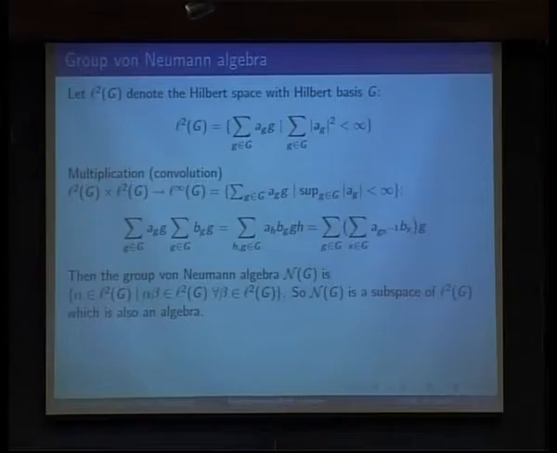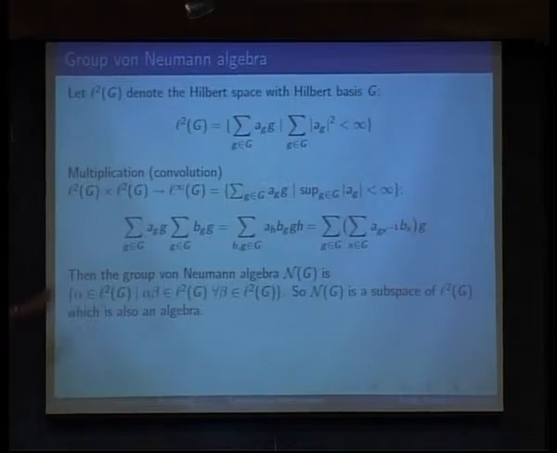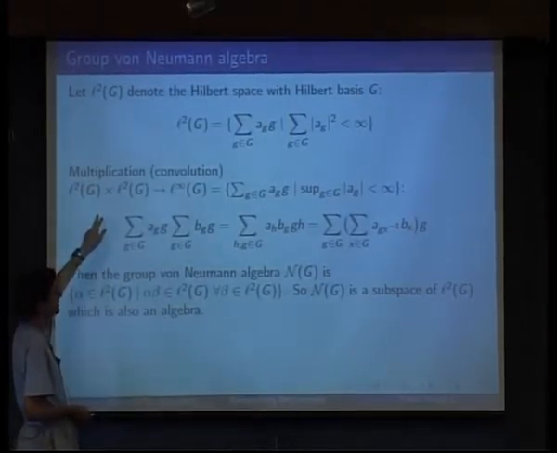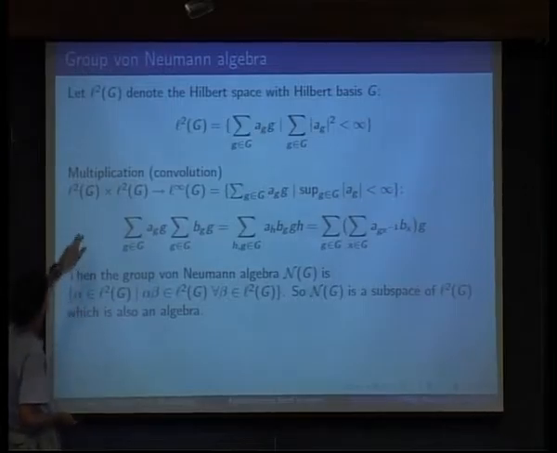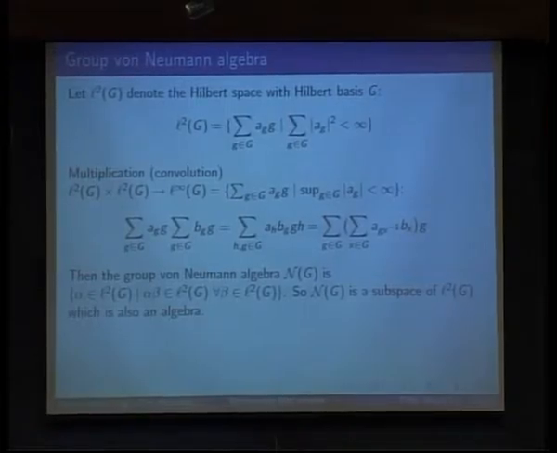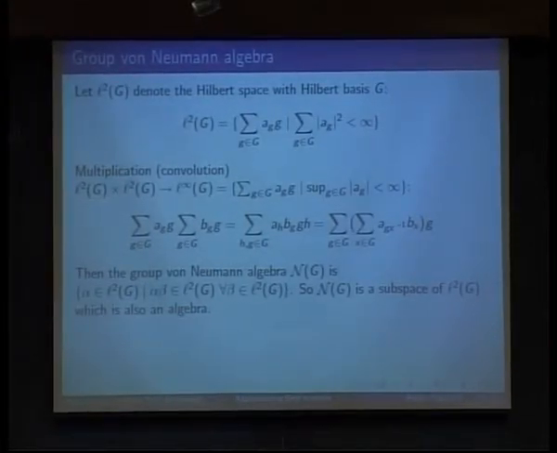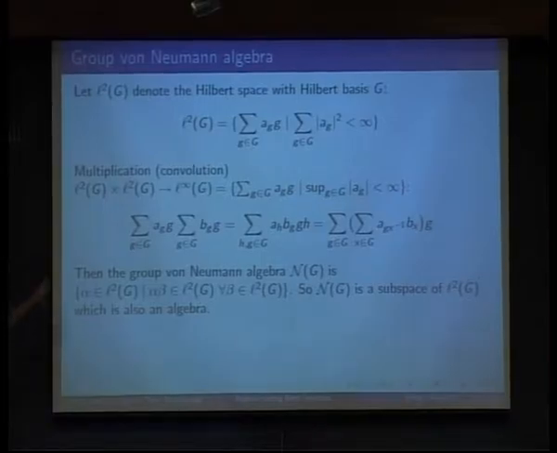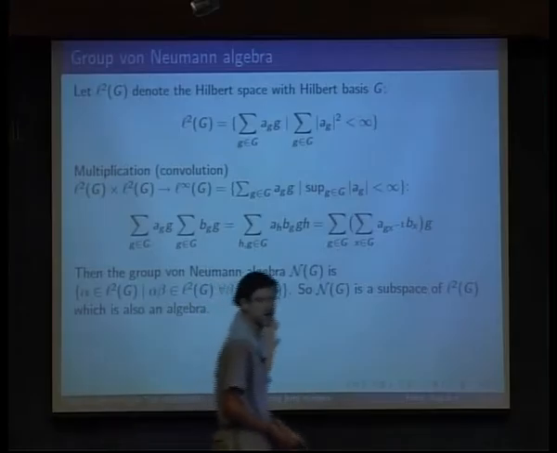So let me review some stuff. The group von Neumann algebra. L2 of G denotes the Hilbert space with Hilbert basis the elements of G. You can think of elements of L2G as formal sums, sigma a_g g, such that the coefficients are square summable. Multiplication is sometimes called convolution. If you take two elements of L2G and multiply them together, you get something in L infinity of G, in other words, one in which the coefficients are bounded. In general, if you multiply two elements in L2 of G, you will lie outside L2 of G.